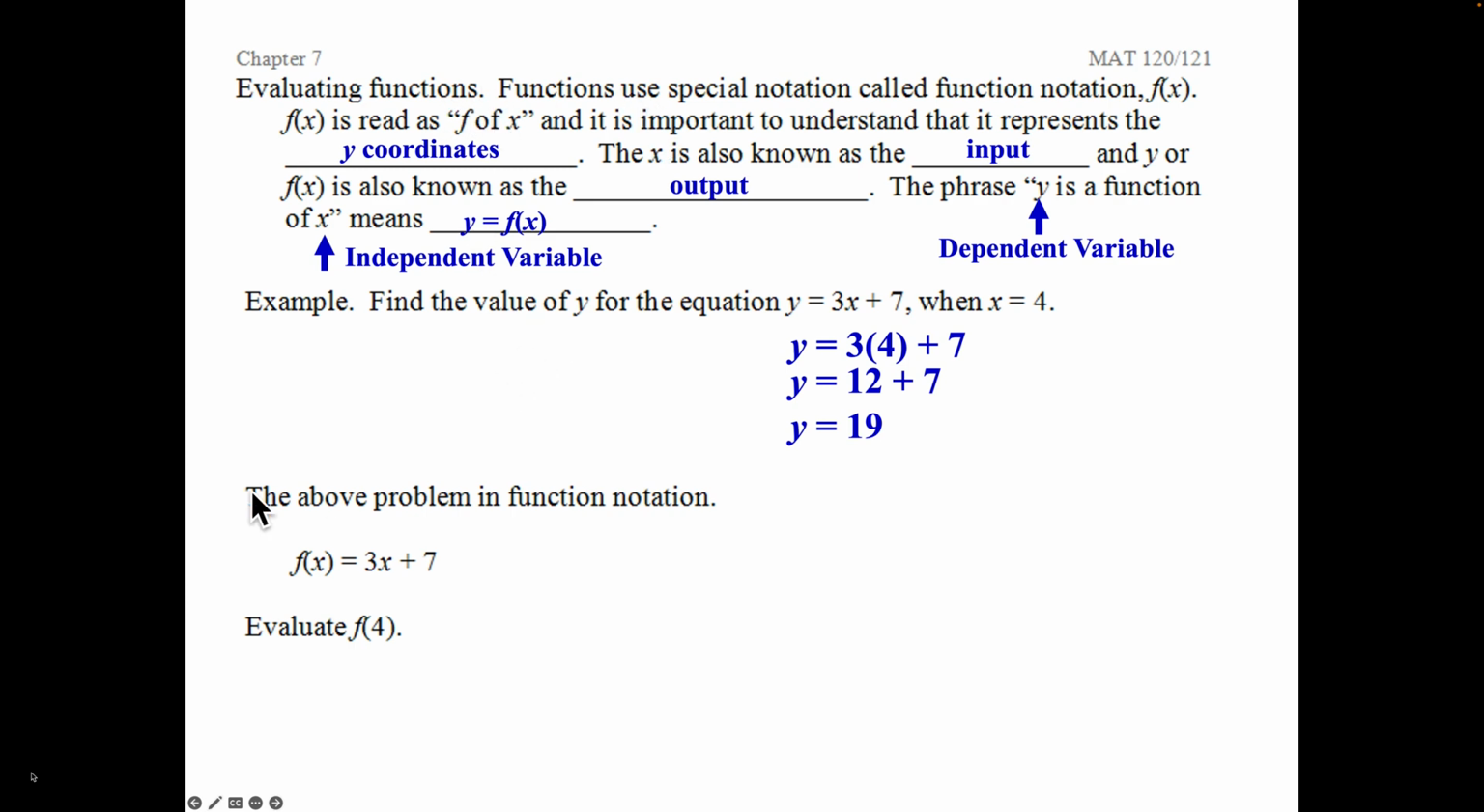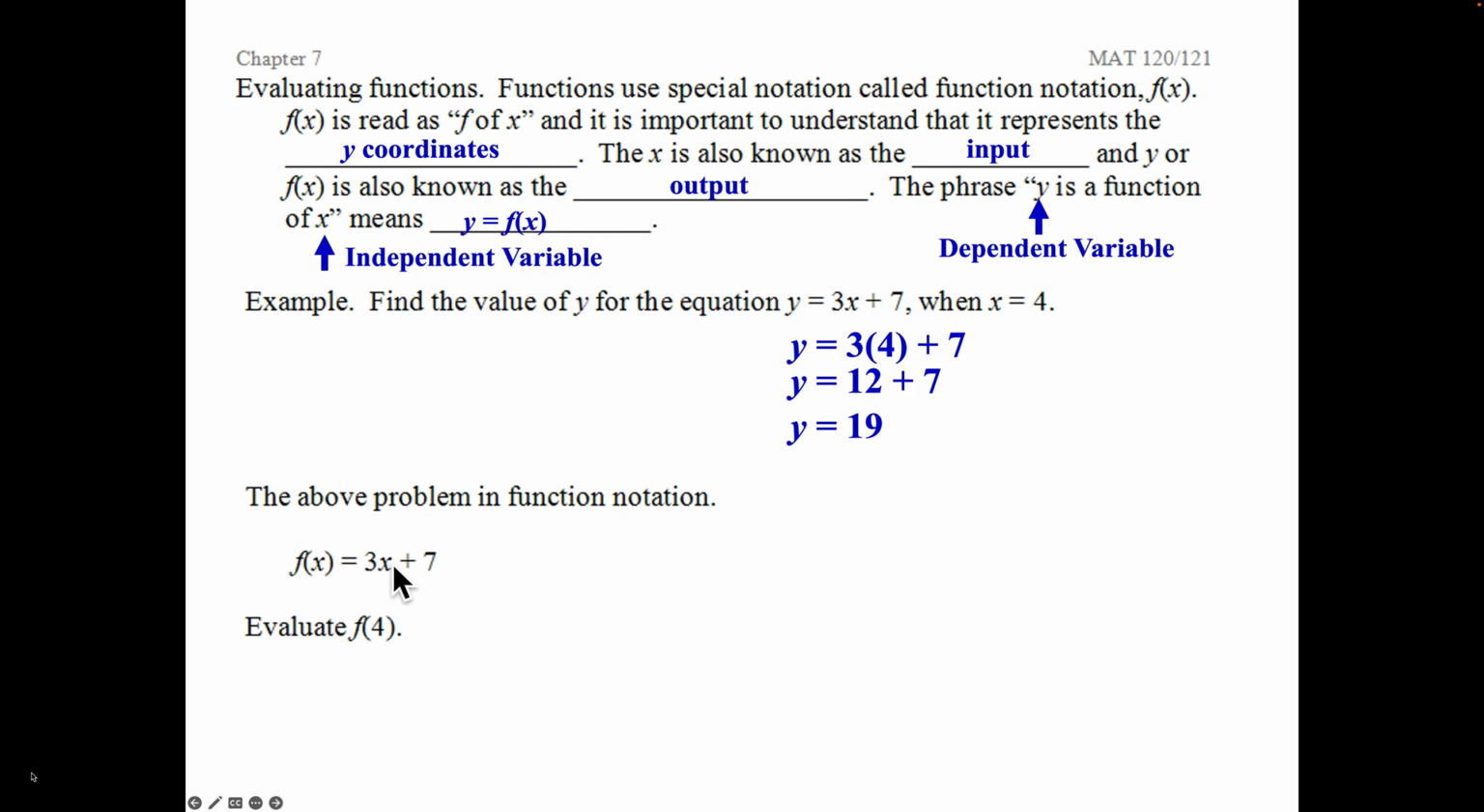2 reasons. 1, it makes the problem easier to write. This above problem right here, all this right here, can be simplified as this. Given f of x equals 3x plus 7, evaluate f of 4. Notice 4 is in the position of x. That's the x equals 4. Remember, y is the same as f of x.